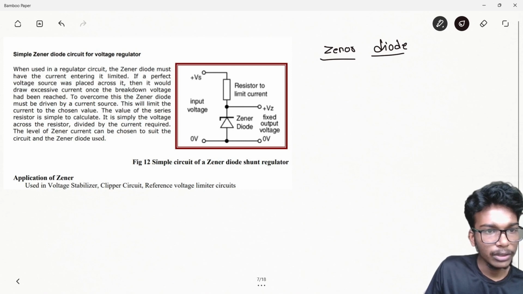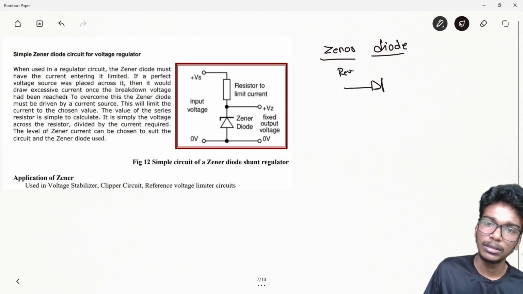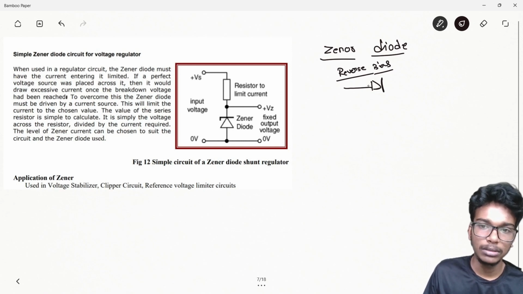When used in regulatory circuits, the Zener diode must have the current entering it limited. If a perfect voltage source was placed across it, it would draw excessive current once the breakdown voltage has been reached. Right? In a normal PN diode, if you connect it in reverse bias and apply the breakdown voltage, the whole diode is going to be damaged, which in turn will damage the whole circuit. To overcome this issue, we came up with a new idea, the Zener diode.